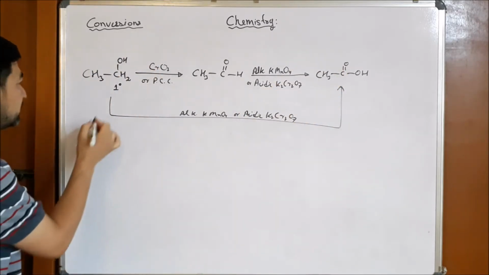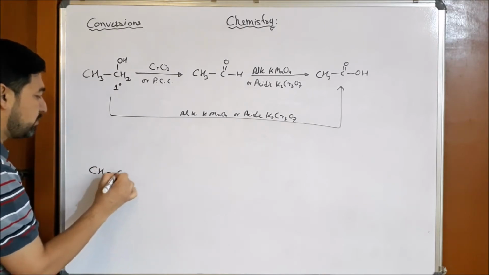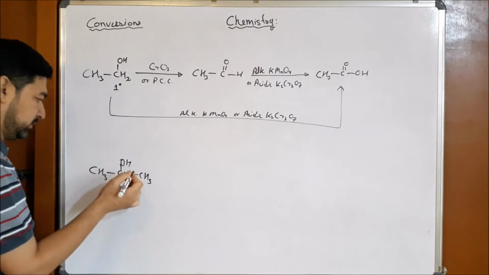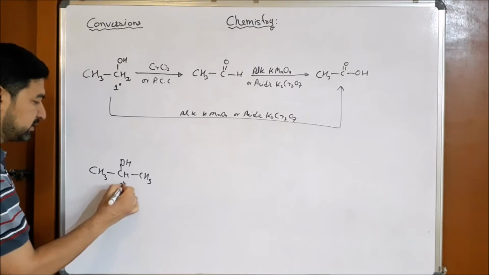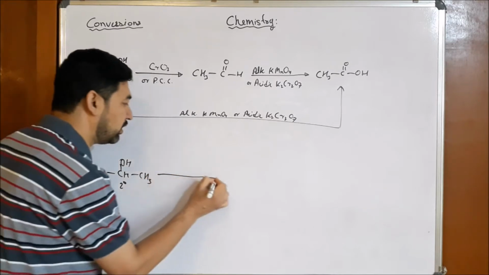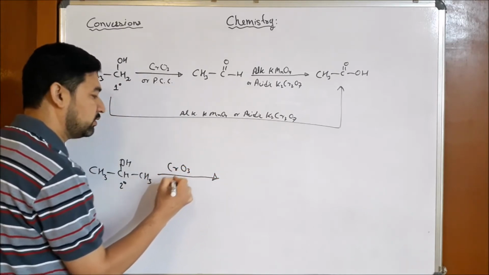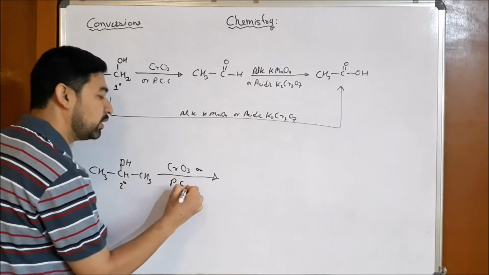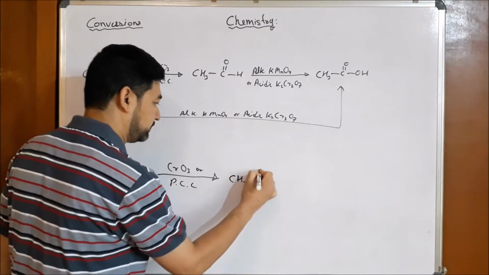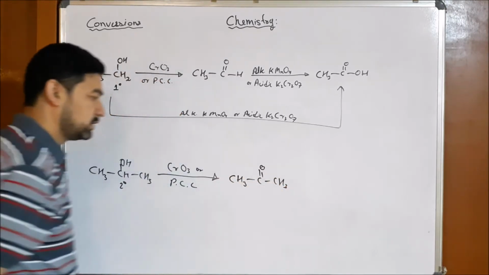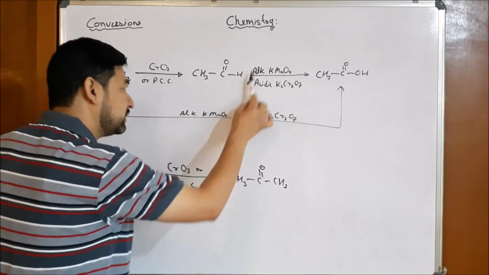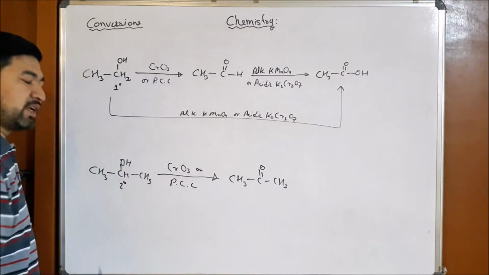Now, if we start with our secondary alcohol, suppose this one, propan-2-ol. So this is a secondary alcohol, right? This carbon has two branches. So if we do a controlled oxidation, with the same reagent, or you can use pyridinium chlorochromate, then it will end up with the ketone. Now what will happen if we use this strong oxidizing agent in the case of secondary alcohol?